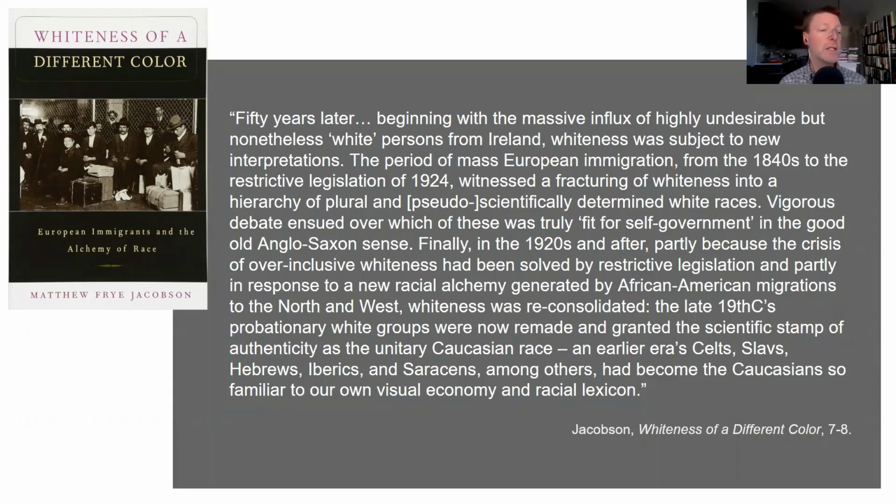An earlier era's Celts, Slavs, Hebrews, Iberics, and Saracens, among others, had become the Caucasians so familiar to our own visual economy and racial lexicon. When I renewed my driver's license here in North Carolina a few months ago, the state required me to define my race, and one of the choices it gave me was not white, it was Caucasian. I passed.